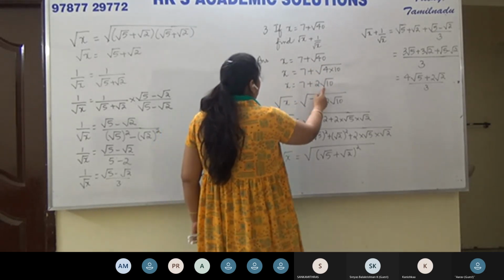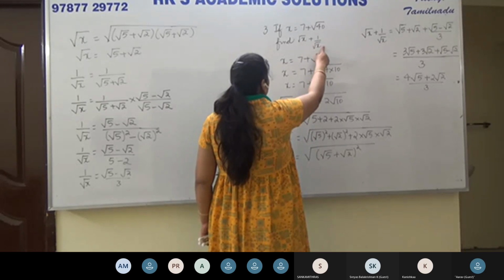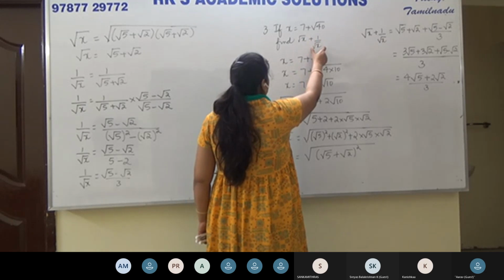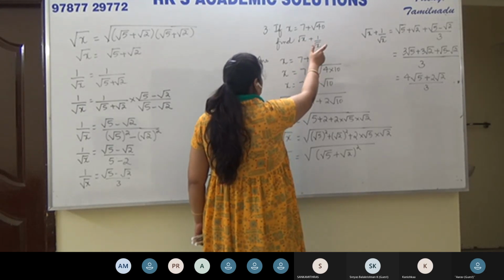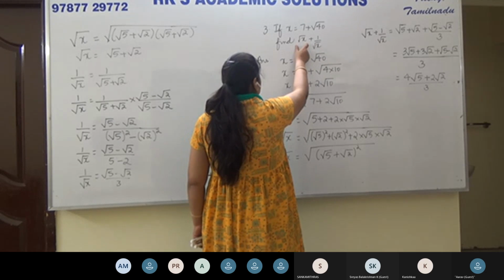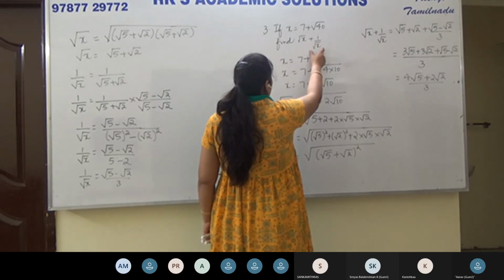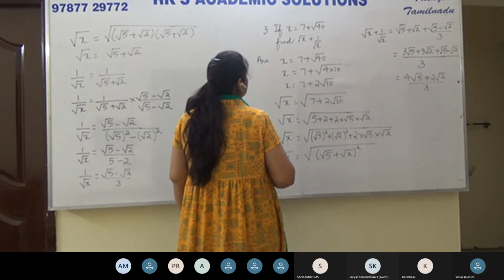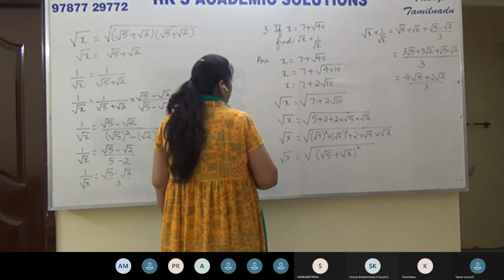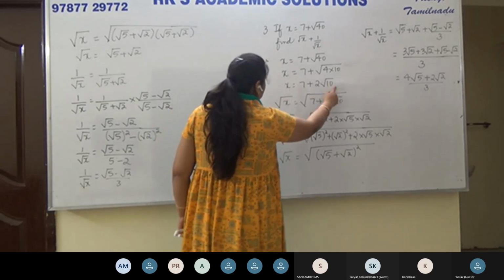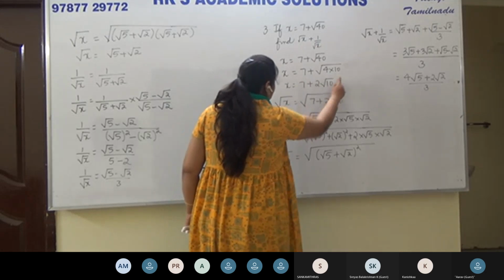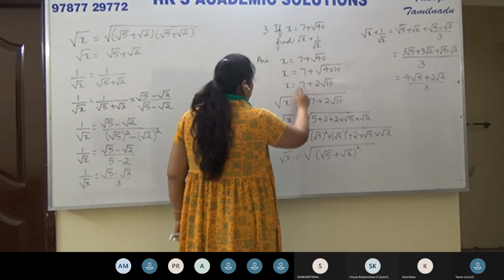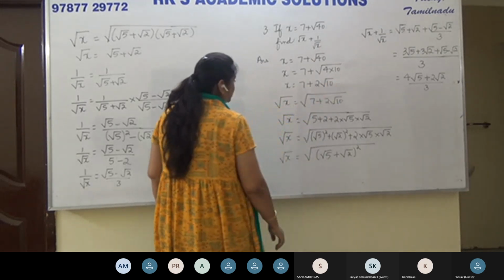Now this is x, but we need to find root x plus 1 by root x, for which we are going to first find the value of square root of x, then the value of 1 by square root of x, and add the two answers. That's it. So let's find square root of x first. Square root of x is equal to square root of 7 plus 2 root 10.